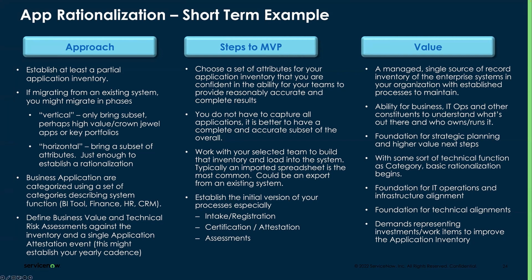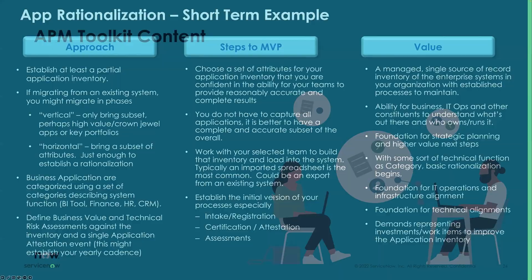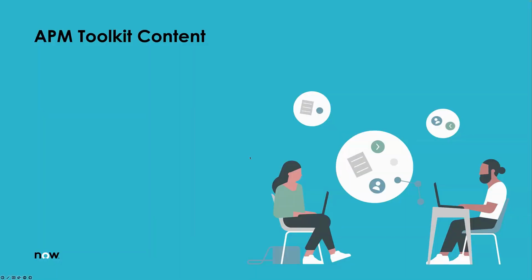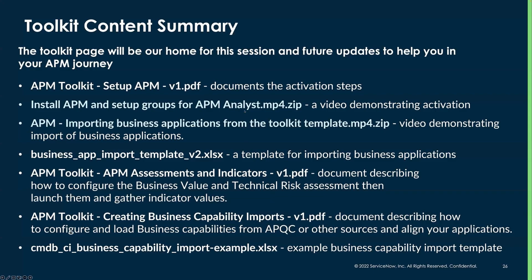So I want to talk a little bit about the toolkit. We've talked about what APM is. How are you going to get value out of it in an initial deployment? This is a beginner's view. There's plenty of other value. It continues to grow. But getting started, what are we providing for you?